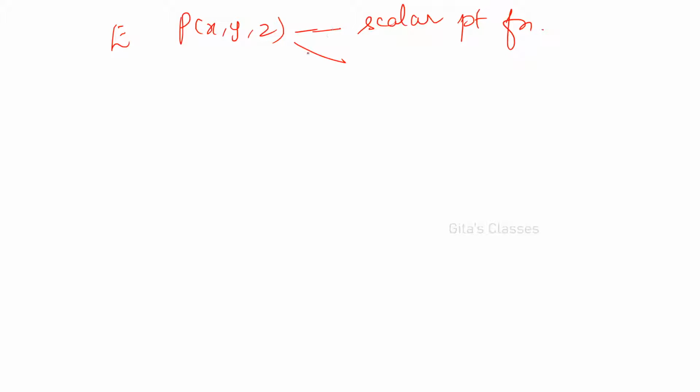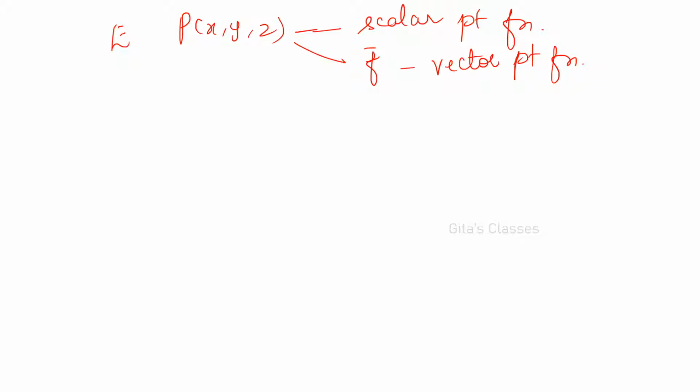So first is scalar point function. Consider a region in the space E. And for each point, if you assign a real number, then it is called scalar. For every point P of x, y, z in the space, if you assign a unique real number, then it is called scalar point function. If you can assign a unique vector function f, then it is said to be vector point function in the field. Okay. Then next is gradient, right?